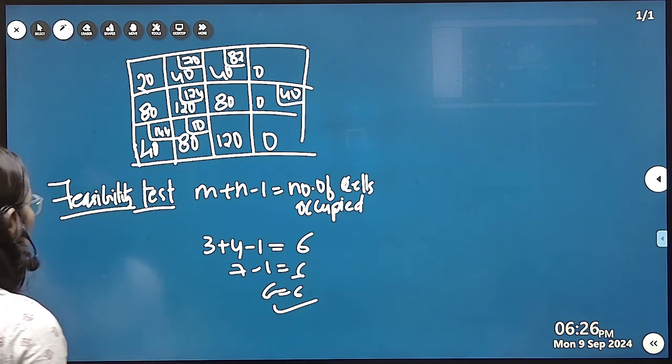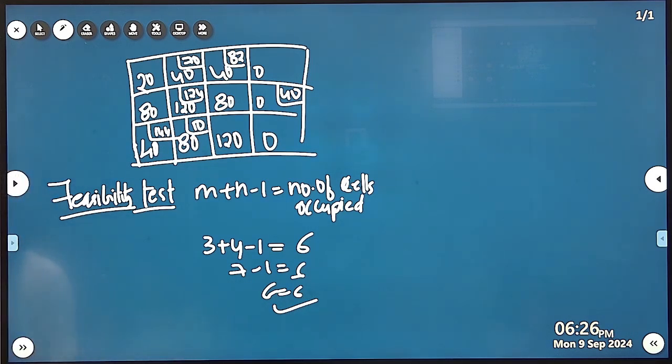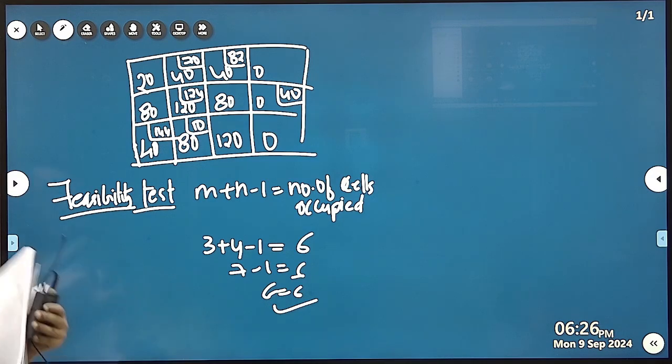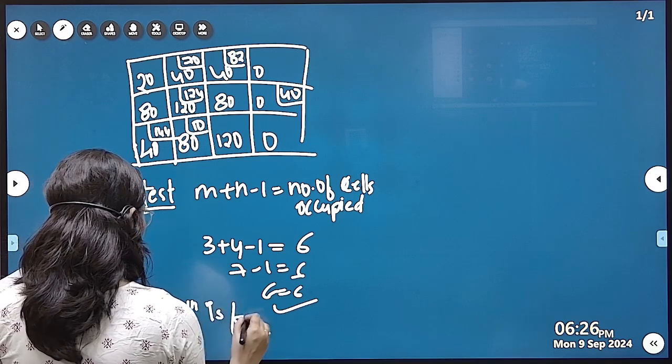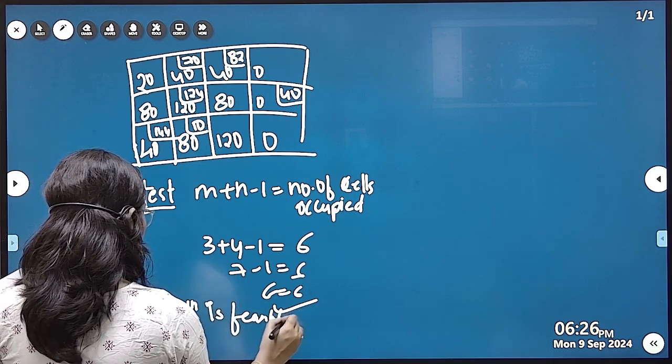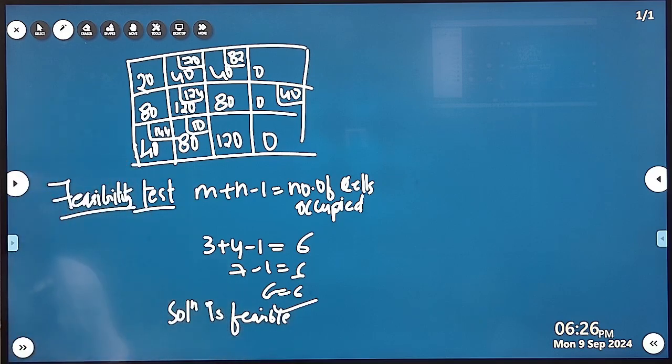Okay, now we need to do the optimality test. Before doing that, write down now: here write down the solution is feasible. So in the exam you need to write everything.